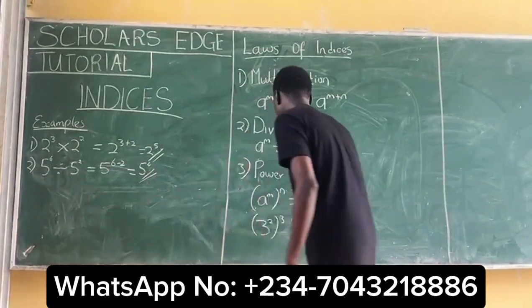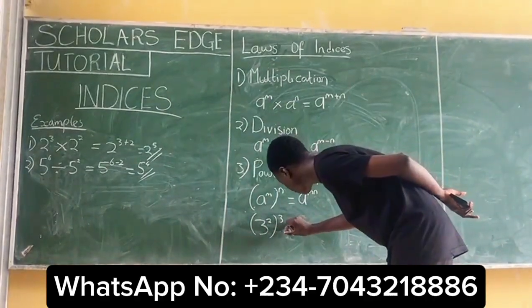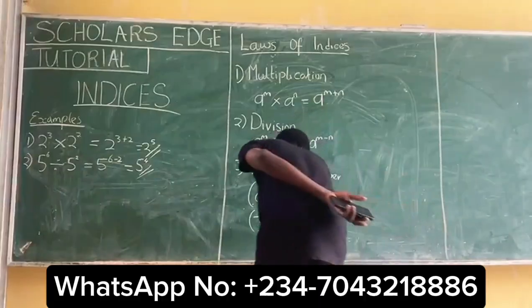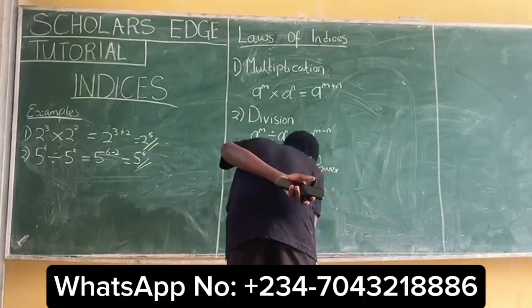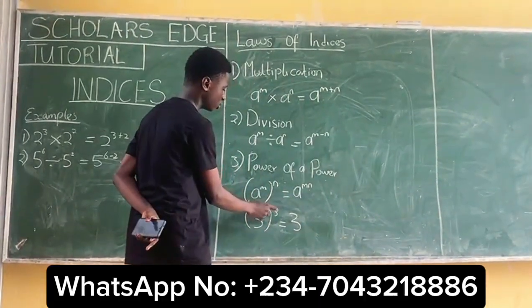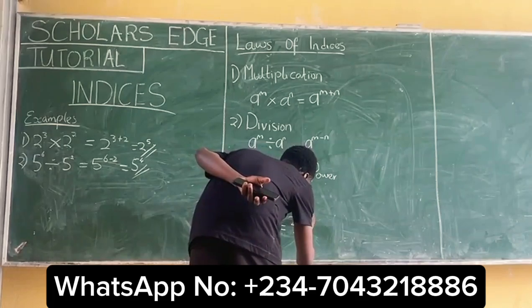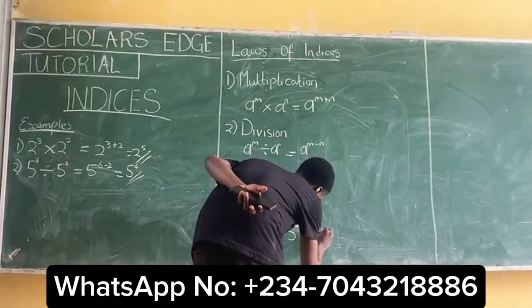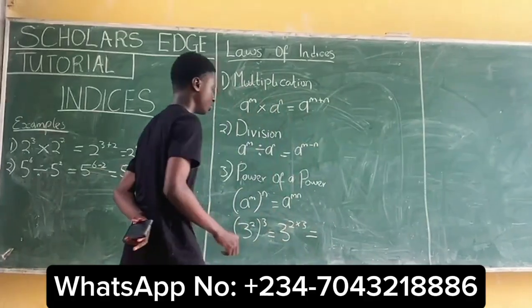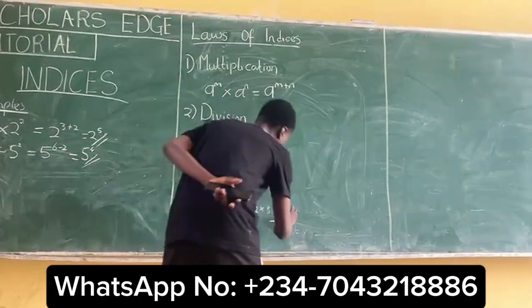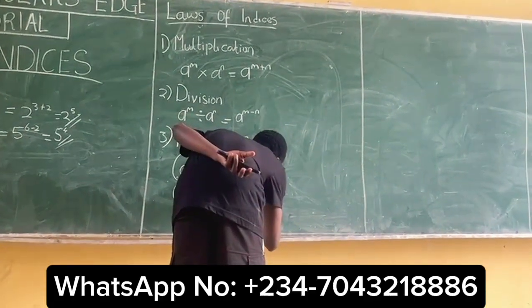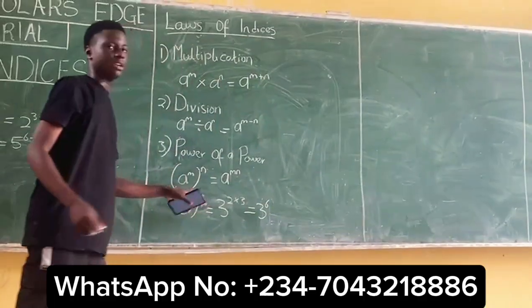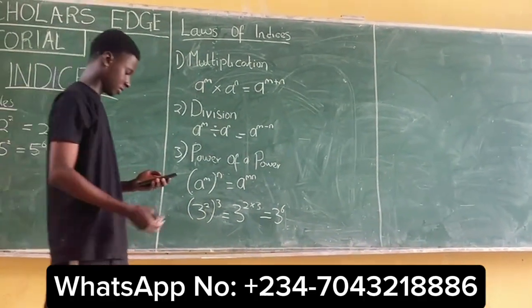Like I said, you pick out the base, 3, and then you multiply the two powers. So 2 times 3, which is 6. So we have 3 raised to the power of 6.